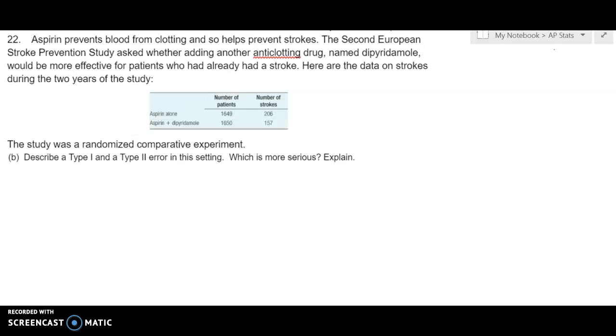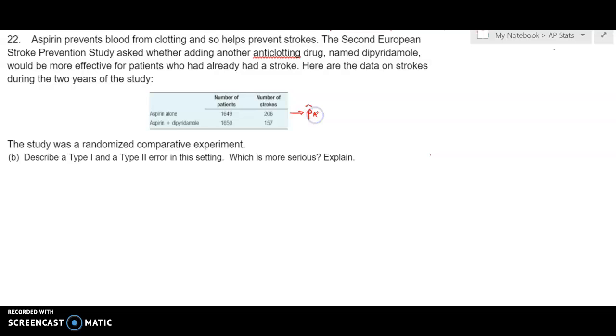All right, so we're looking at part B here. Describe a type 1 and a type 2 error in this setting, which is more serious. Explain. So I'll let you, if you want to pause the video and read the scenario. But basically what's going on is we have these two proportions. This is the first proportion.